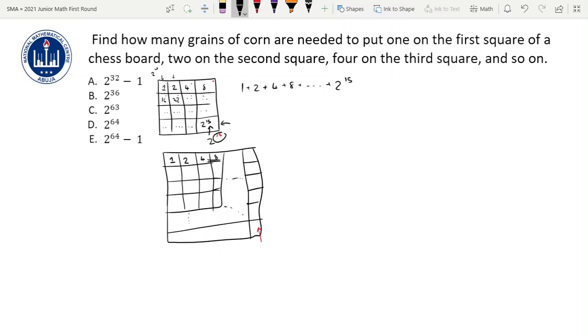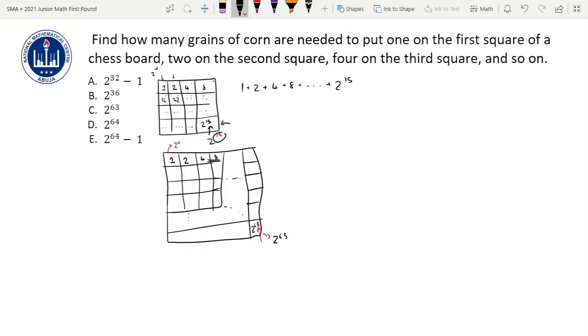So on this 8 by 8 board, on the first square, there are going to be 2 raised to the power 0 grains of corn. And on the last square, you're going to move 63 times to get to the last one, so on this last square, there are going to be 2 raised to the power 63 grains of corn. So I'll just write 2 raised to the power 63 here.